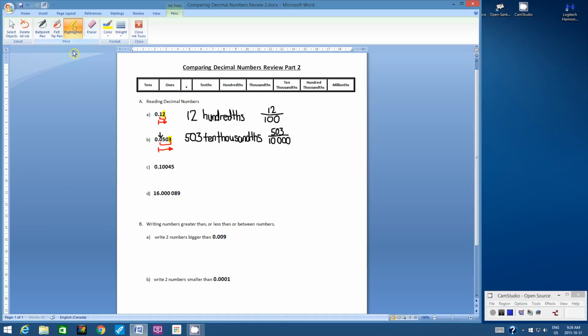Okay, let's go on to question C. Again, using my highlighter, I'm going to identify or highlight the last digit in our number. So what place value column is this 5? Well, let's count from the decimal. Tenths, hundredths, thousandths, ten thousandths, hundred thousandths. So now that I've identified that, let's write the back half of our answer here: 100 thousandths.